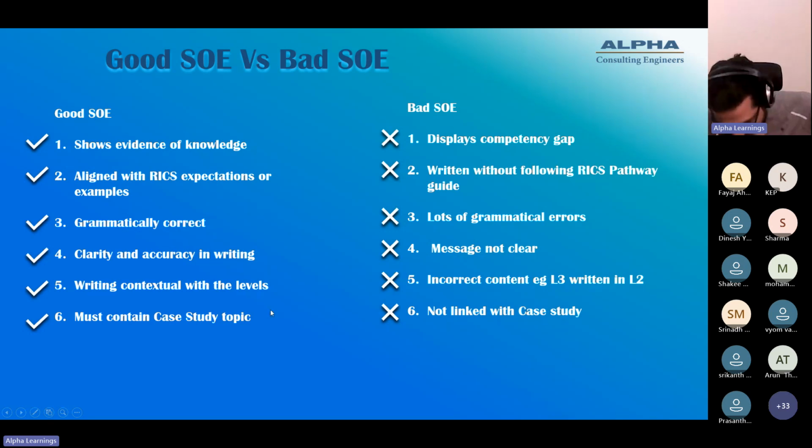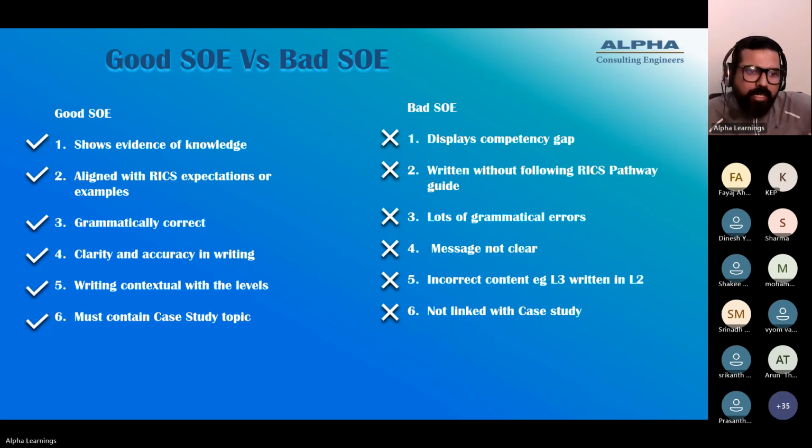Now, a good SOE. So what should you do in an SOE? Show the evidence of knowledge through different CPDs and through level 1 writing. You must show the evidence of your knowledge. Then align with the RICS expectations and examples. For that, you have to follow the pathway guide example of knowledge. Then it should be a grammatically correct submission. For that, you must proofread your submissions. Take help of your friends who are good in written English. They can proofread it for you. There are also many software tools available. You can put your writing over there and correct your grammar.